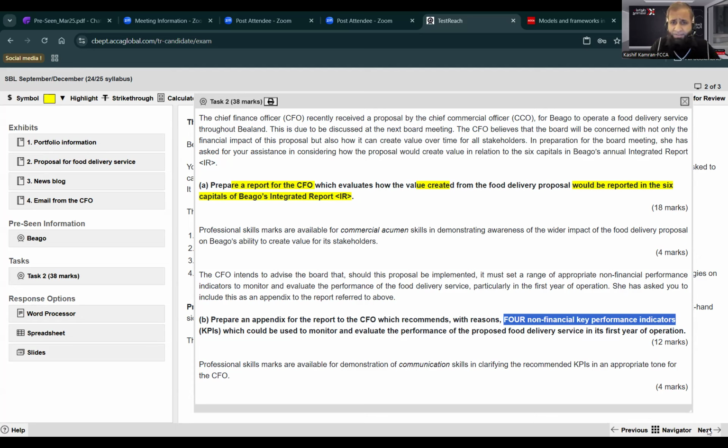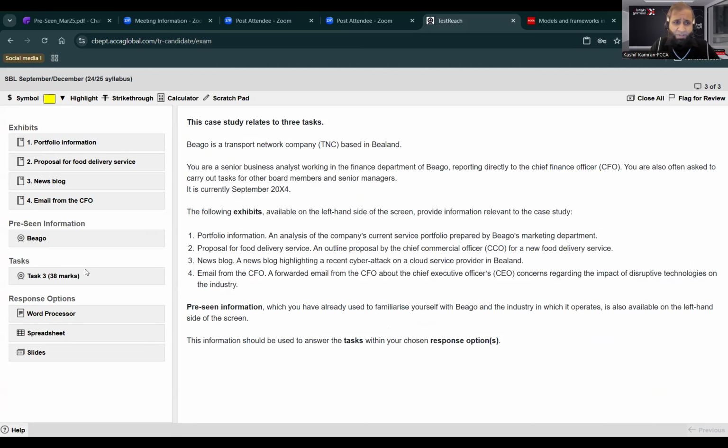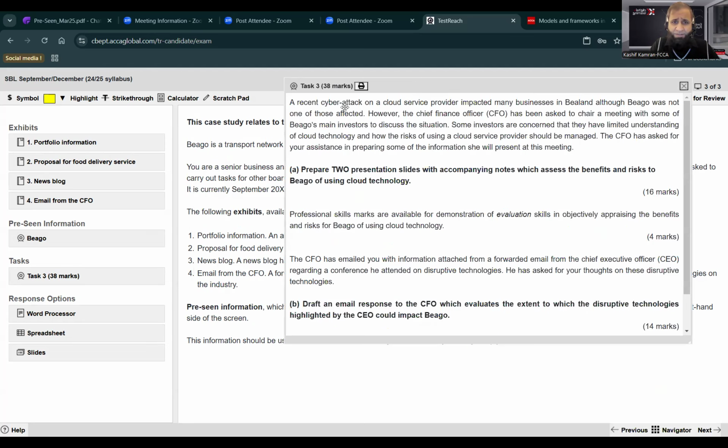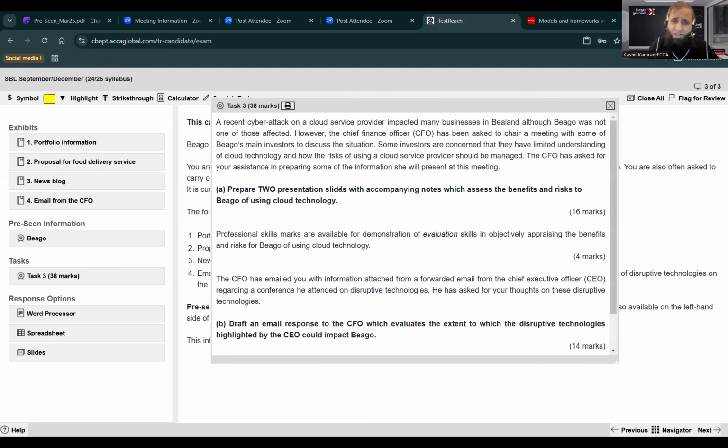You move to the last task. And the last task, task number 3, simply asks you to prepare 2 presentation slides with accompanying notes which assess the benefits and risks to Biago of using cloud technology. Now, there is no model over here, right? You just need to write the benefits and risks of cloud technology.